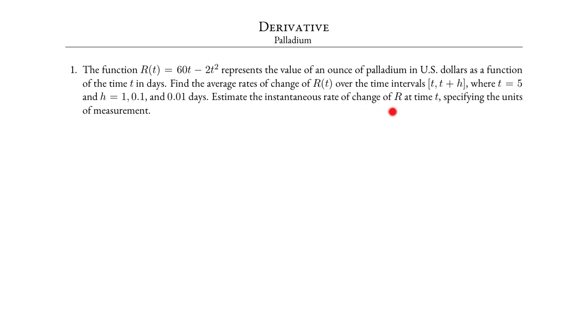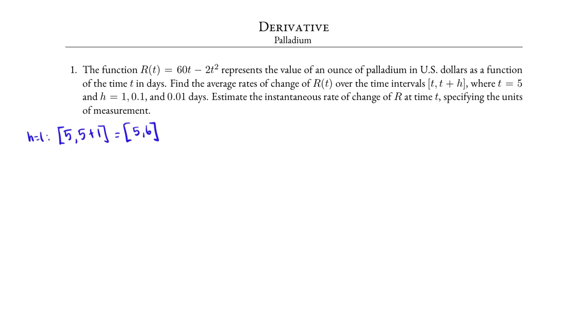Estimate the instantaneous rate of change of r with respect to t, specifying the units of measurement. We were given that t equals 5 and there are 3 values for h, and so we will need to compute 3 average rates of change. The first one is over the interval t, t plus h, where h is 1, and so this is the interval 5, 6. This is for the h equals 1 case.